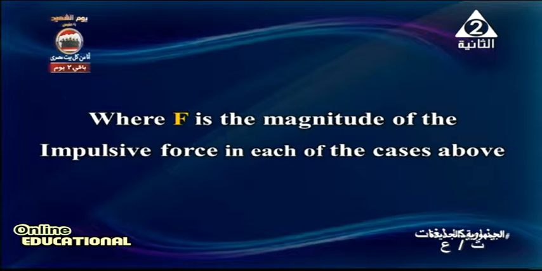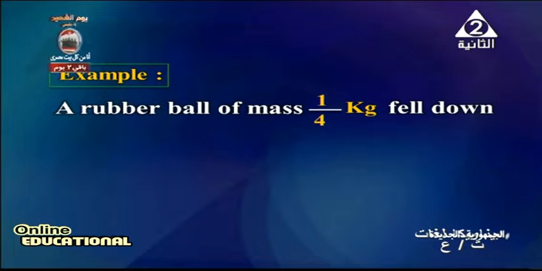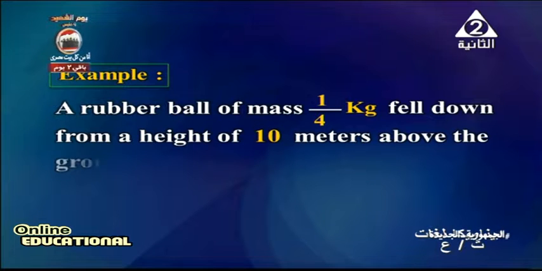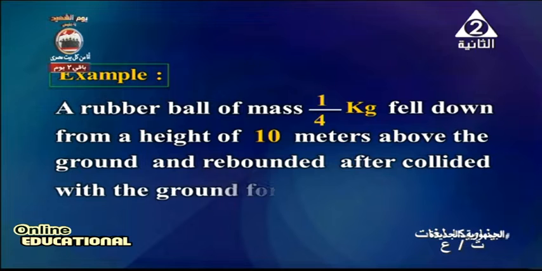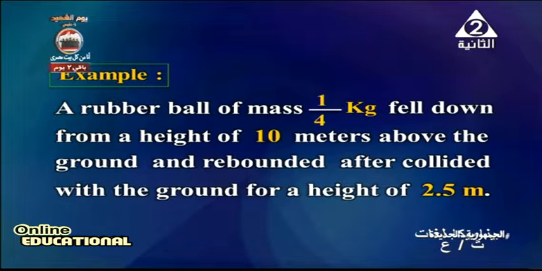Now, example: a rubber ball of mass a quarter kilogram fell down from a height of 10 meters above the ground and, after colliding with the ground, rebounded to a height of 2.5 meters.